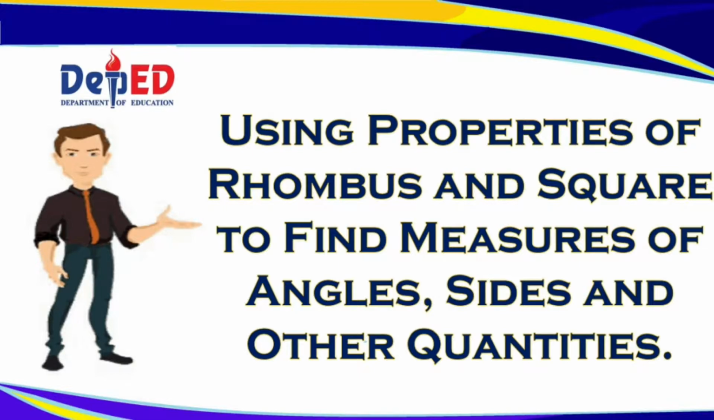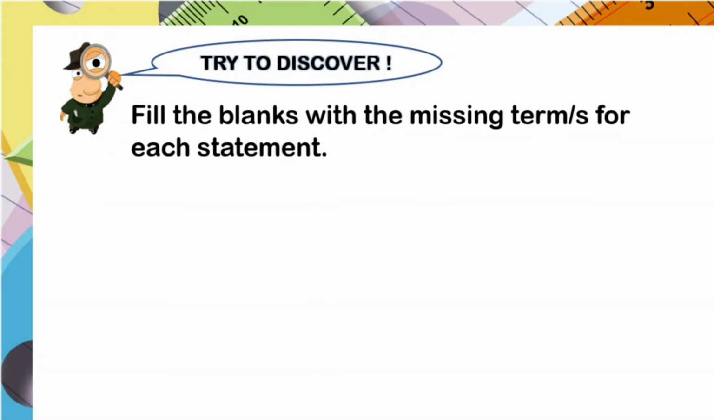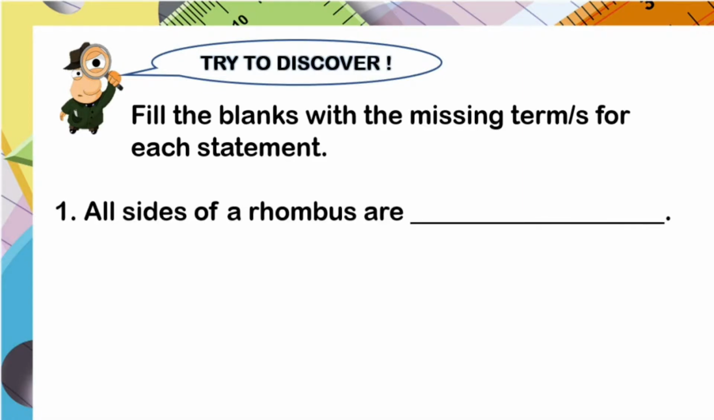For us to recall their properties, let us fill the blanks with the missing term or terms for each statement shown in our presentation. For number 1, all sides of a rhombus are blank. Can you guess the missing word that will complete the statement? If your answer is congruent, very good. You got the correct word.